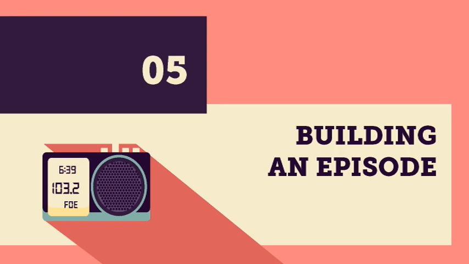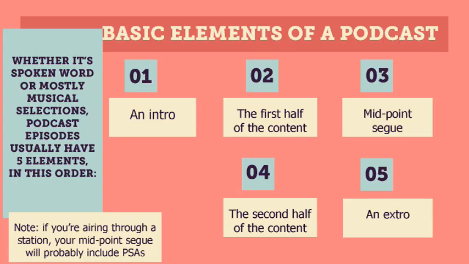Building an episode. Basic elements of a podcast, whether it's spoken word or mostly musical selections. Podcast episodes usually have 5 elements in this order. Number 1, an intro. Number 2, first half of the content. 3, midpoint segue. 4, second half of the content. And 5, an extra. Note, if you're airing through a station, your midpoint segue will probably include PSAs, and possibly the end as well.